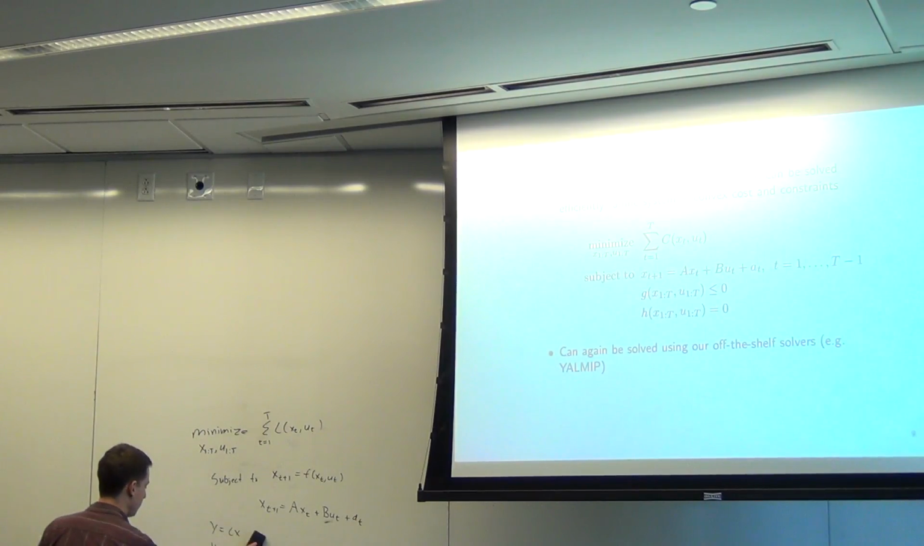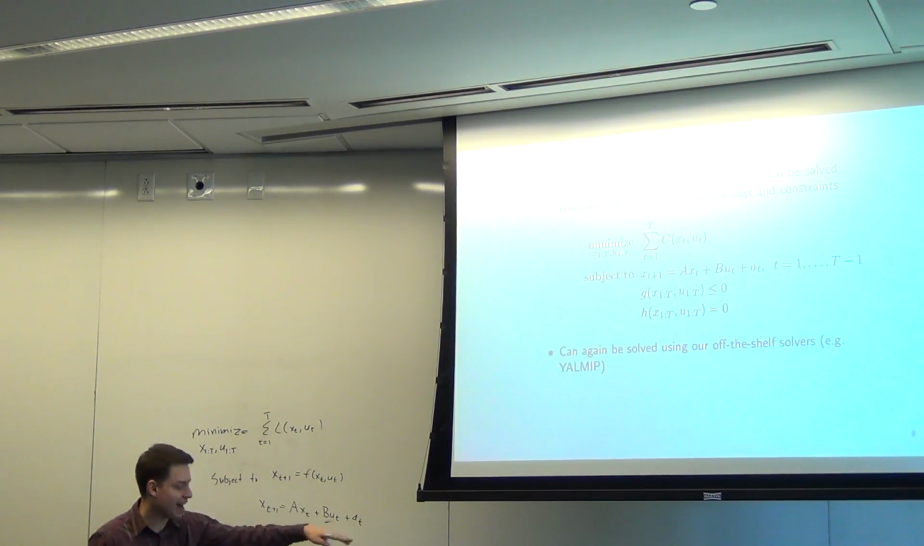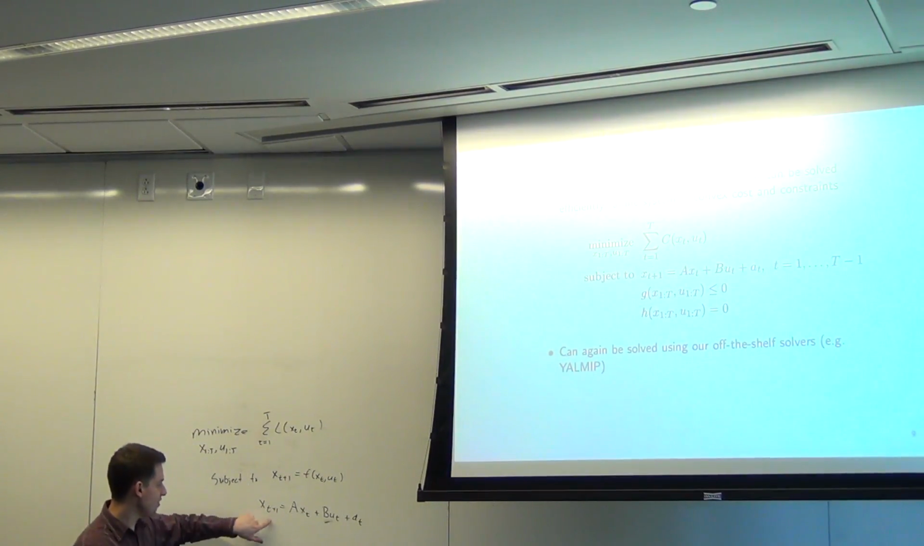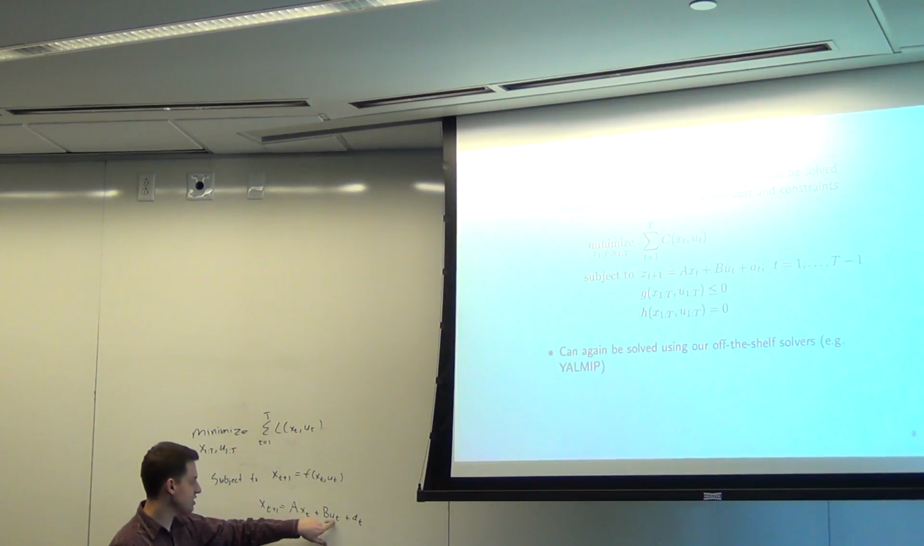So this is a class of systems which, technically, is affine, but we'll call them linear dynamical systems as well. This class of systems is very important because it says that the next state is related to the current state and current control in a linear fashion.